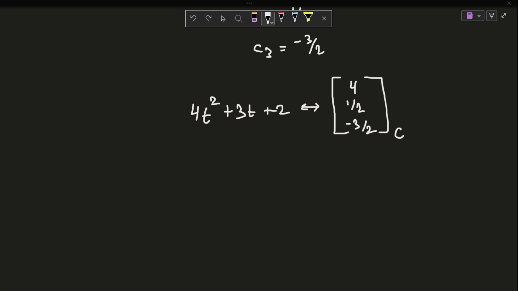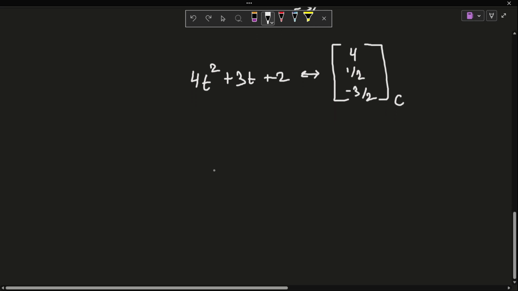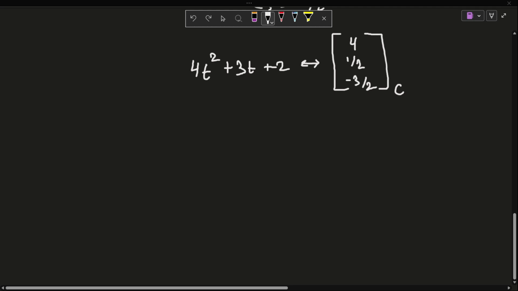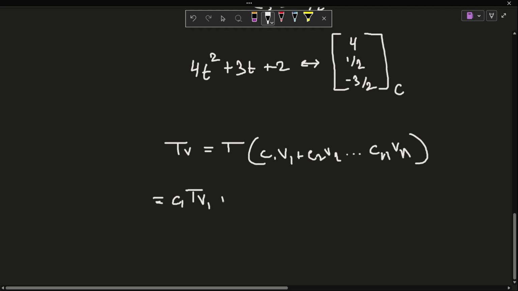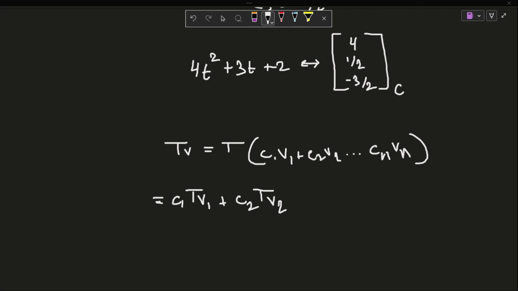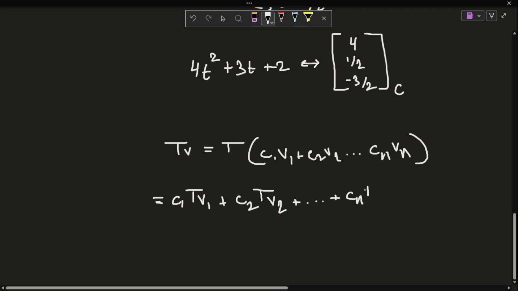And so we can use this to determine linear transformations for a vector given some number of inputs and some number of outputs. Okay, so if you know that T is a linear transformation and V is any vector in our vector space, then you know that T of V is going to equal T of C1 V1 plus C2 V2 all the way up to Cn Vn, where V1, V2, Vn are our basis vectors. And since we know that from the previous video, we can rewrite this as C1 T V1 plus C2 T V2 all the way to Cn T Vn.